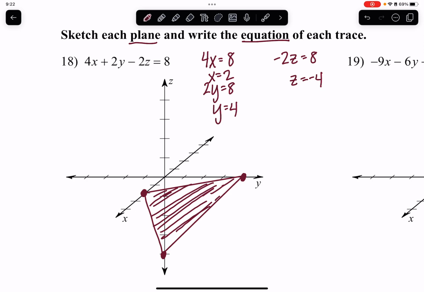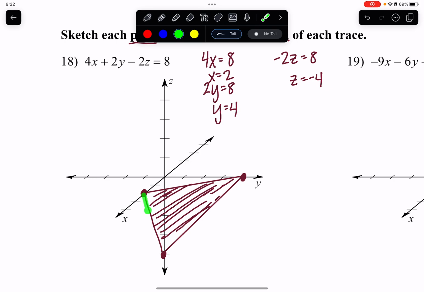But we want to take it one step further. We want to write the equation of each trace. So a trace is each of those lines connecting your intercepts to each other. So we can label this trace. So I'm going to highlight this green trace right here. That is connecting the x-axis and the z-axis, right? That's my x-intercept and my z-intercept. So we're going to call this xz.